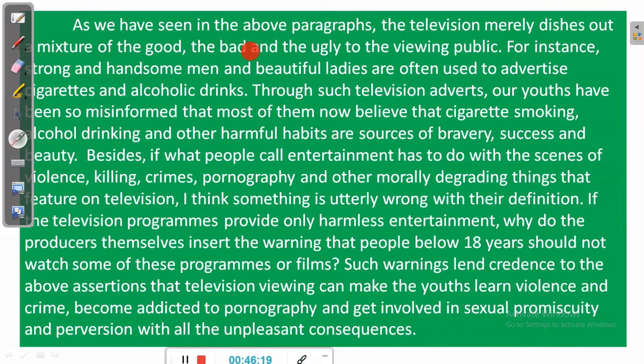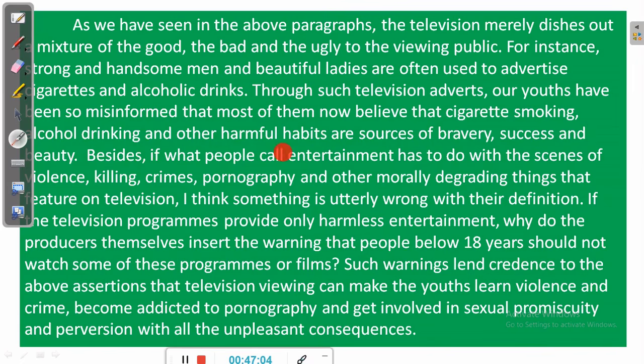All right? As we have seen in the above paragraphs, the television merely dishes out a mixture of the good, the bad, and the ugly to the viewing public. For instance, strong and handsome men and beautiful ladies are often used to advertise cigarettes and alcoholic drinks. Through such television adverts, our youths have been so misinformed that most of them now believe that cigarette smoking, alcohol drinking, and other harmful habits are sources of bravery, success, and beauty.